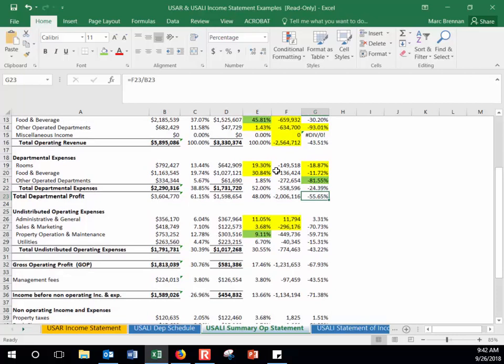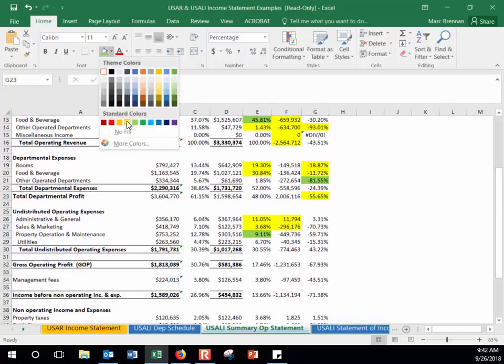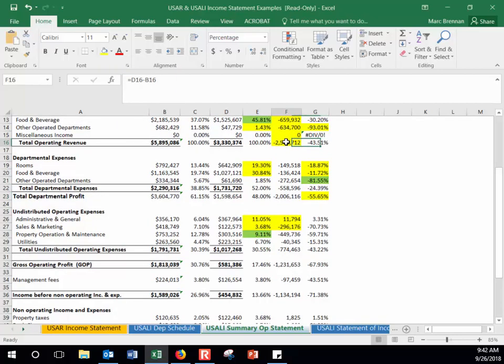Departmental profit, that's not good. My revenues went down by 43%. My profit so far after my departmental expenses are taken out, I'm down by 55%. So I'm actually decreasing at a higher rate than this one. So that means in here somewhere I need to find some answers, and that's where the departmental schedules come into play.